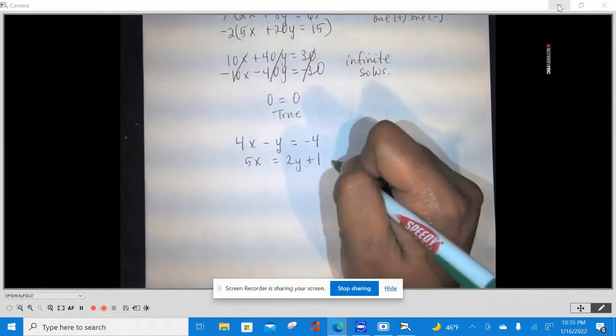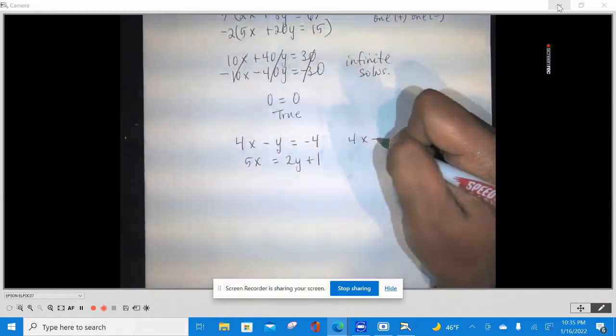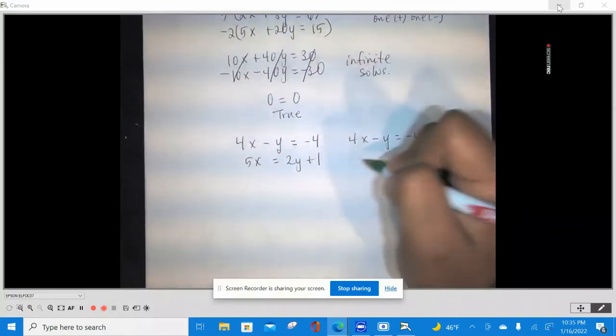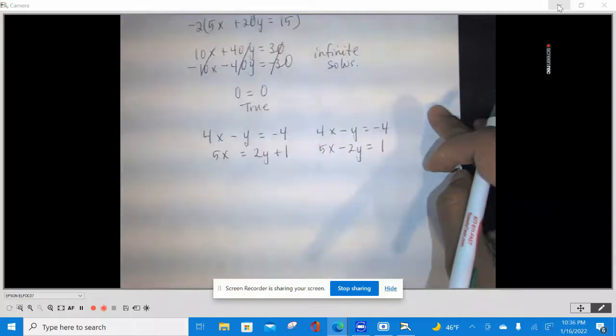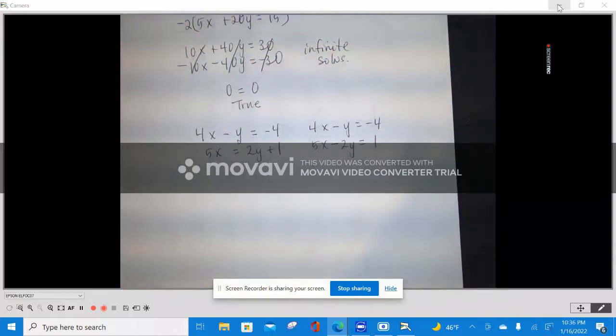So when we rearrange this, I'm going to rewrite the top one like it is. The bottom one, however, is going to change to this. All right, so now my x's and y's are stacked on top of each other. And then who do we want to get rid of, x or y? Well, in this case, let's get rid of y. So I'm going to leave the x's alone.